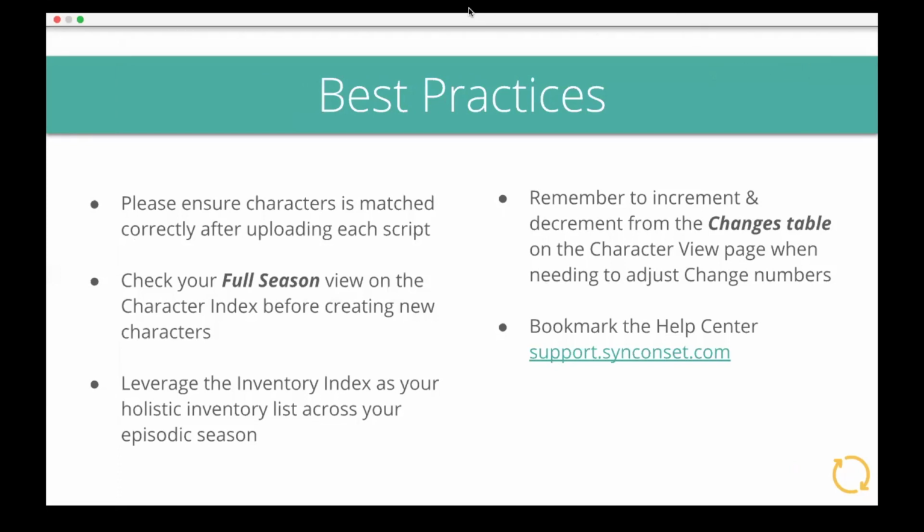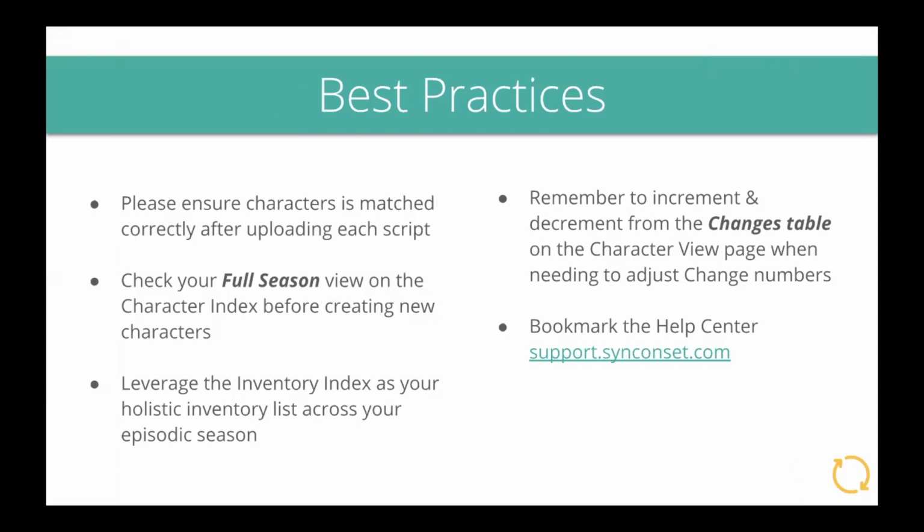So as a friendly reminder, we covered the character confirmation page first, but just remember to go through that really carefully as you guys add new episodes to your episodic seasons, and just make sure those characters are matched before continuing on. And then also related to characters, on the character index itself, just reminding you to always check that full season view before adding additional character profiles, just to make sure you're not re-adding the same character. And then as far as inventory is concerned, just remember that that inventory index, that's now your holistic view or your holistic list of items you create throughout the entire season. Hopefully a little easier to manage that way.